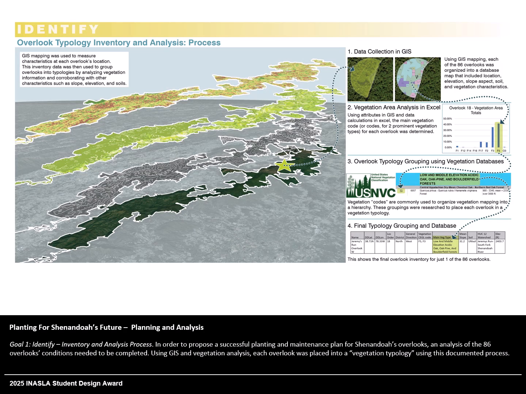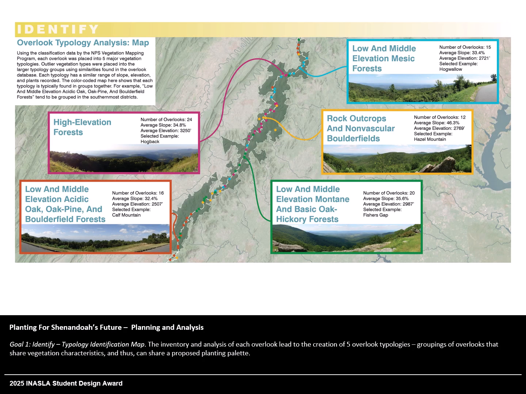To create my overlook planting and maintenance plan, my first step was to complete an analysis of each overlook's characteristics and complete a vegetation analysis. Using GIS mapping and vegetation data research, I could filter each of the 86 overlooks into 5 different groupings based on vegetation needs. The inventory and analysis process led me to create 5 overlook vegetation typologies. These typologies are groupings of overlooks that share vegetation characteristics and thus can share a proposed planting palette. The following map provides identification of each overlook's typology.